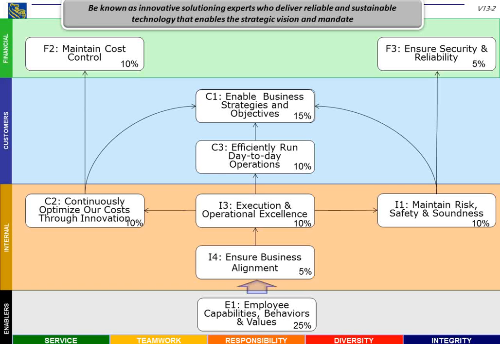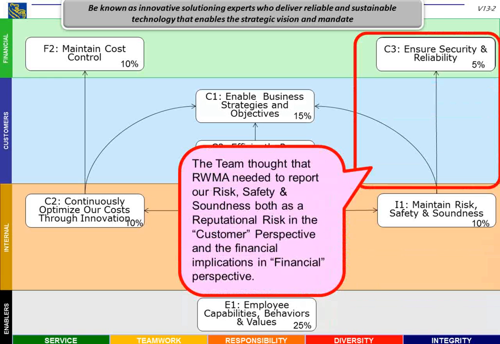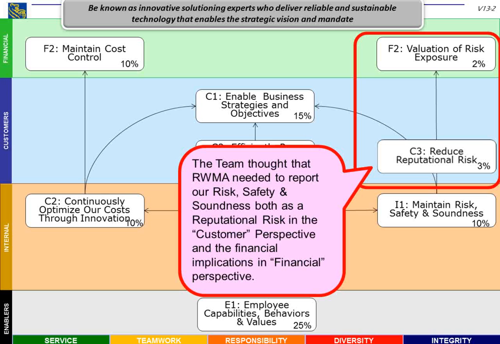Now, as opposed to taking objectives off, on the right-hand side, they suggested we might need to add a new one in. That is, they thought the customer wanted a view of the reputational associated impacts of risk. And so they've suggested adding one in. And what they suggested was adding in a customer-facing objective that says reduce reputational risk, as opposed to the top one, which is the valuation of risk exposure.